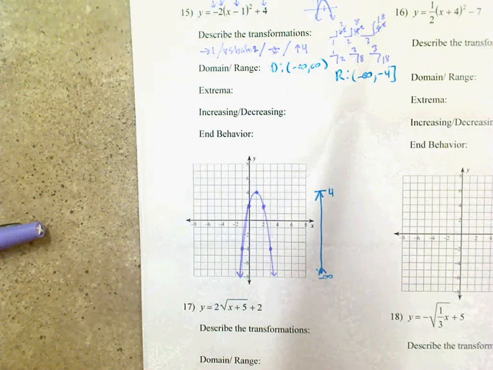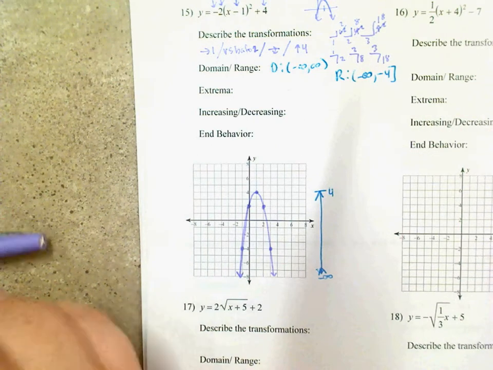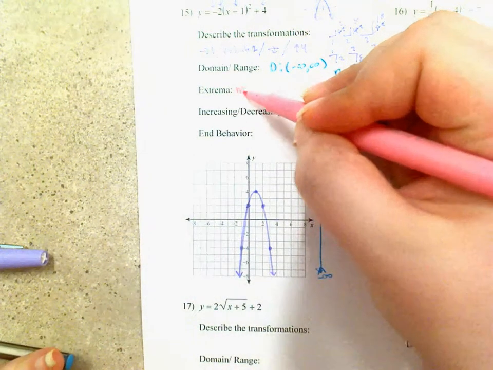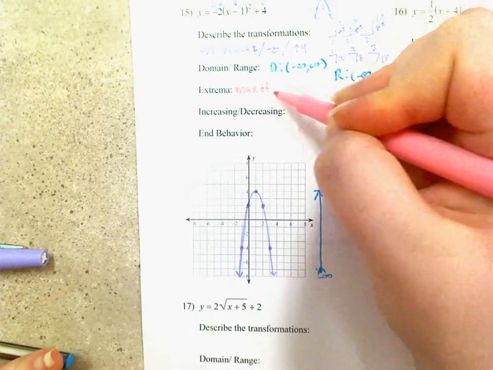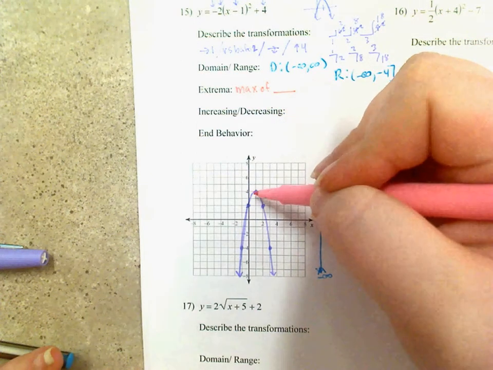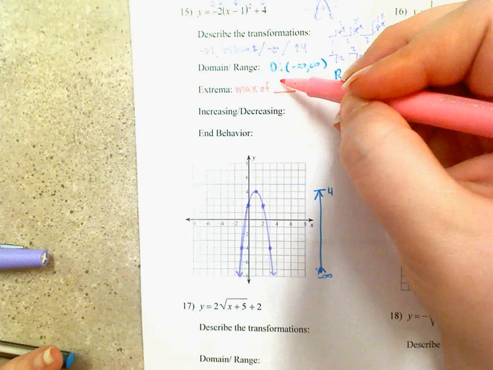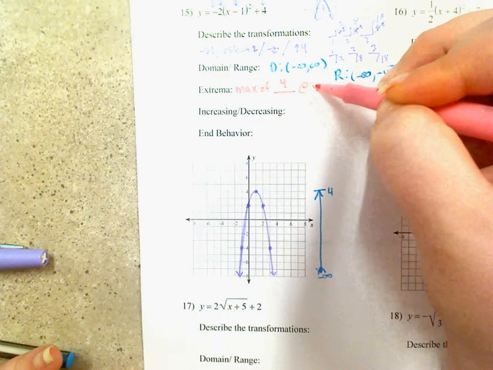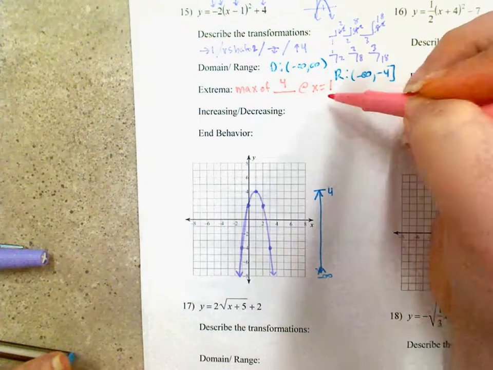Okay, the extrema. We have a max on this function, so we would put max of 4. The highest y value this function retains is 4, and that happens at x equals 1, and that is the vertex.